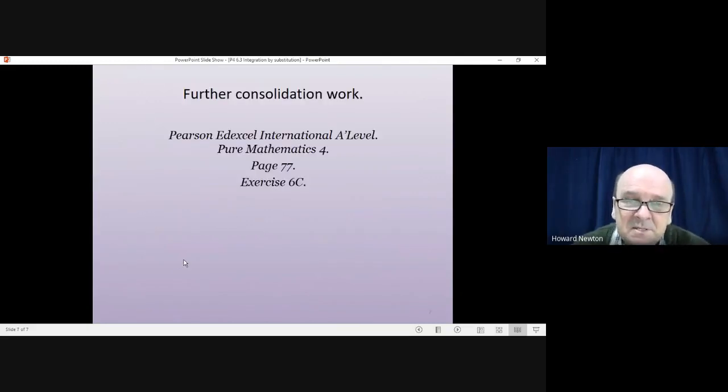Okay, that gets us to the end of this lesson. If you've got the textbook, then turn to page 77 and have a go at exercise 6C.